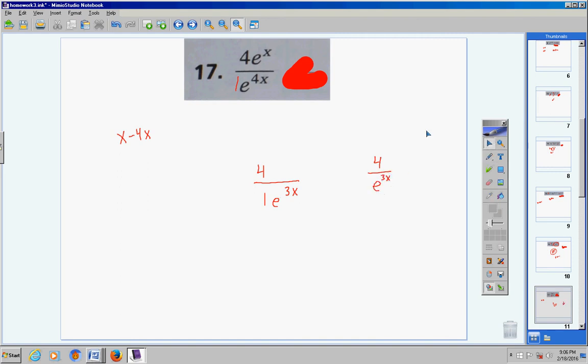Guys, if you need to back these up and watch them more than once, make sure you do that, please, okay? But you need to understand how to do these simplifying problems, this simplification.